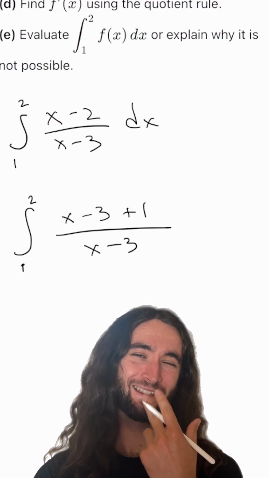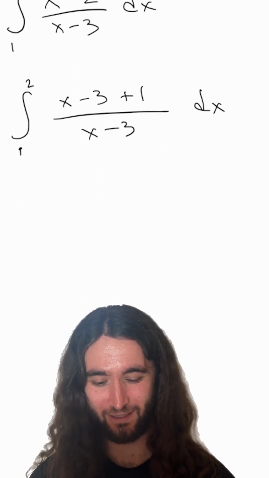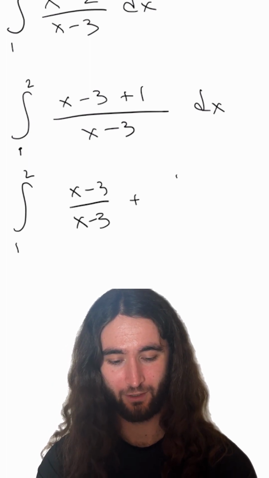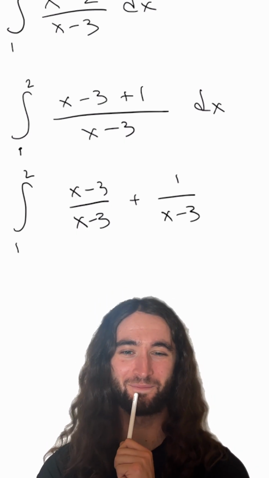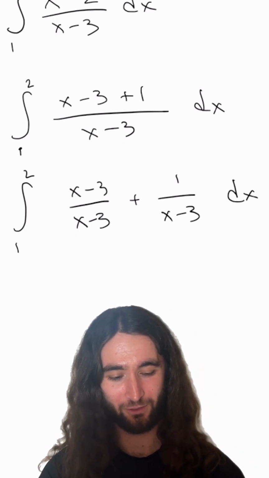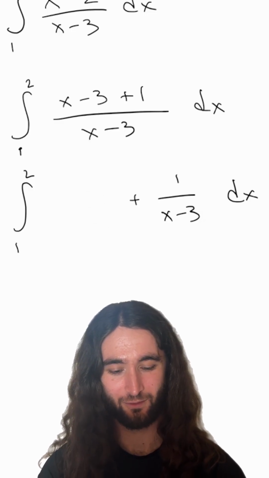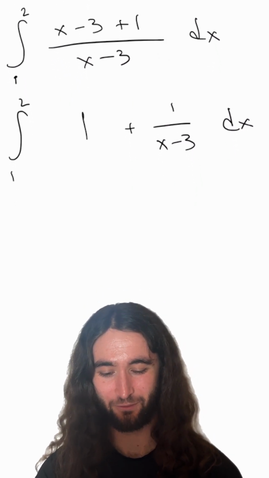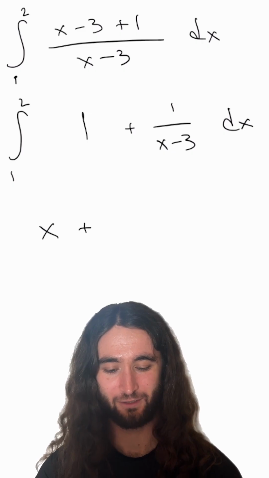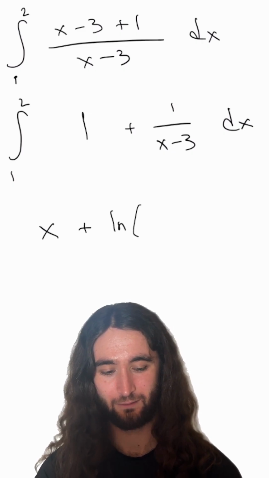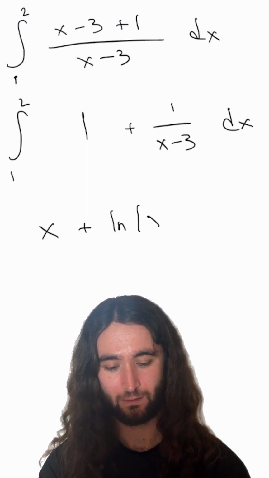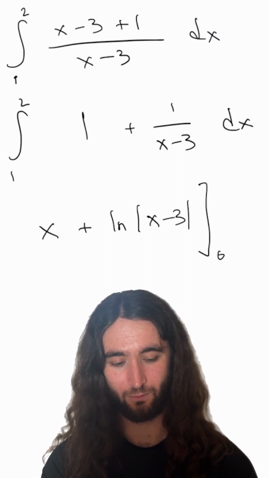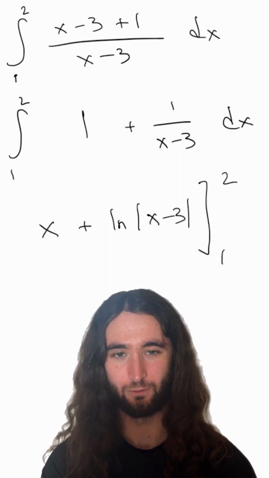And then isn't that the same as splitting this up like this? I could just give it x minus 3 over x minus 3 plus 1 over x minus 3, like that. Why do I want to do that? Because now that left term is just 1. Nice and easy. And now I can take the antiderivative of each piece. That is surely x. That is surely the natural log of the absolute value of x minus 3. Don't forget that absolute value. It's going to matter in this case. And then we're doing that from x equals 1 to x equals 2.